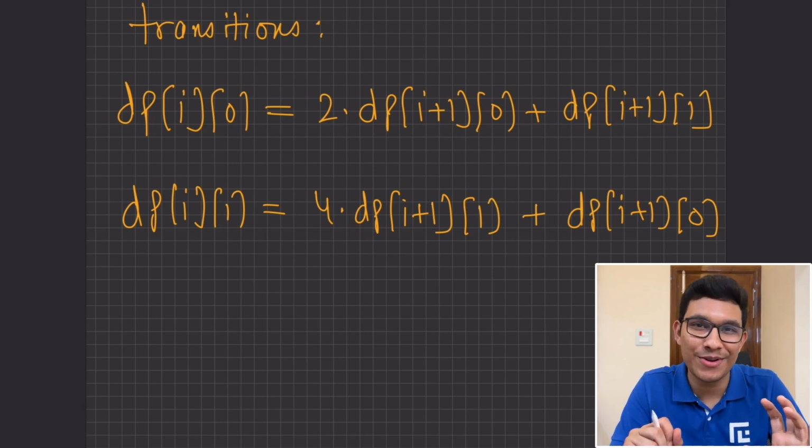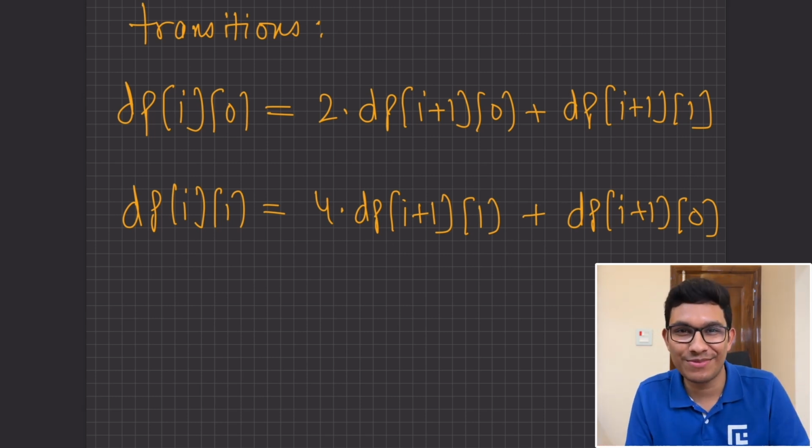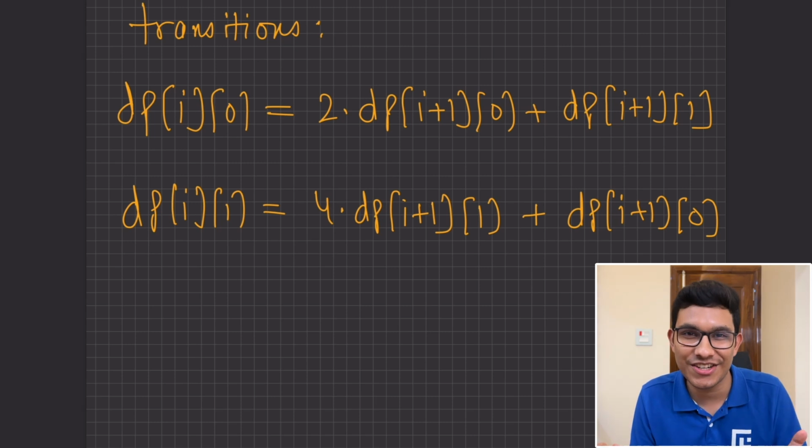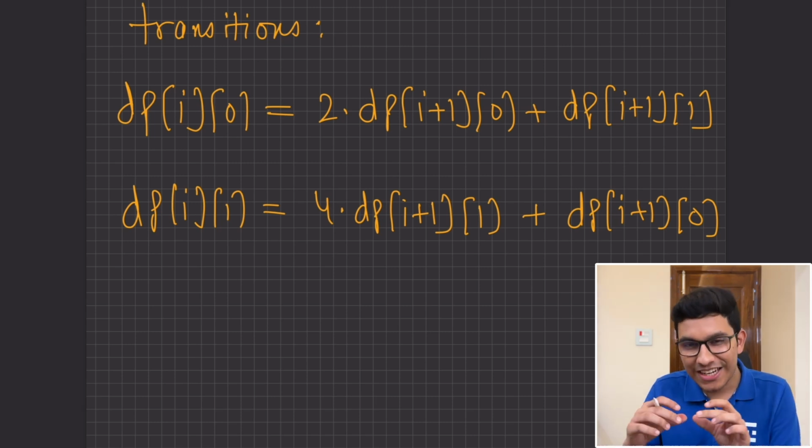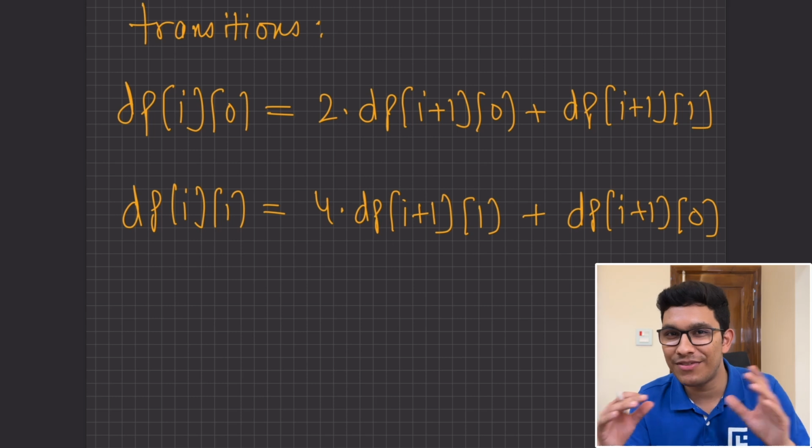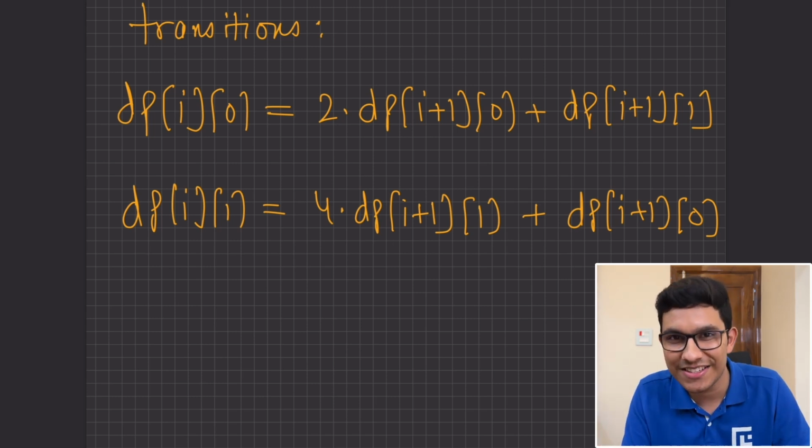Now if you look at this equation, it looks like a very easy thing to solve, right? You have the state, you have the transitions. Now it's pretty easy. But coming up with this transition was so difficult. Like we had to consider so many different cases, right?